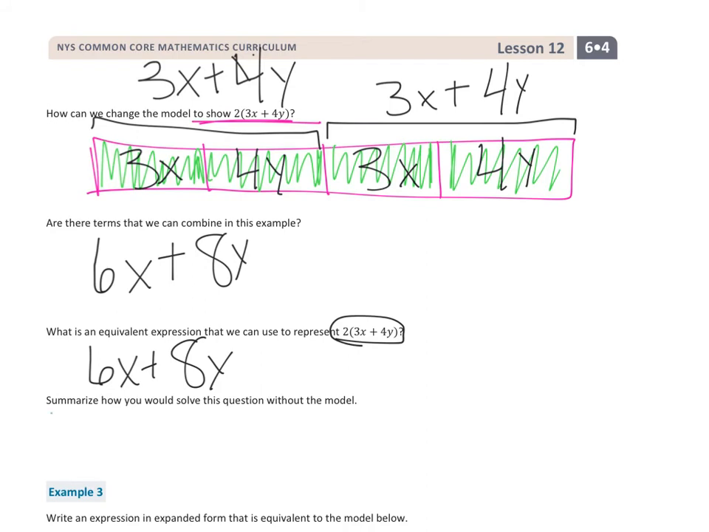I want you to answer this question for me and then come show it to me for a smelly star. So summarize how you could solve this question without a model. So summarize how you could go from this to this in your head.